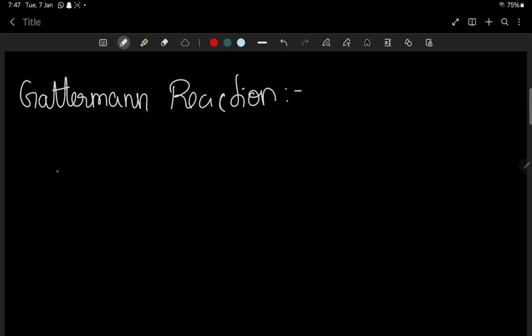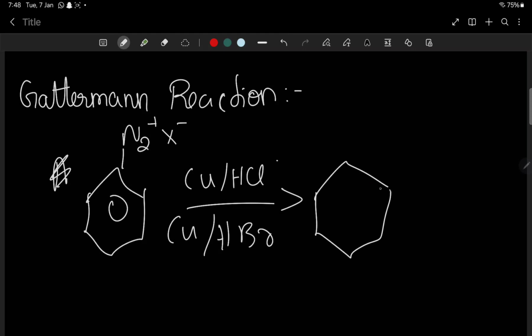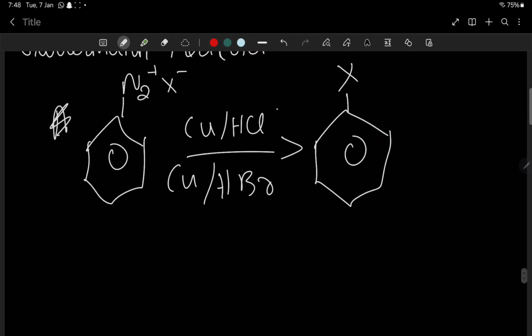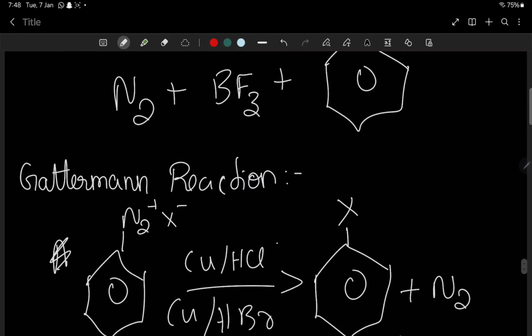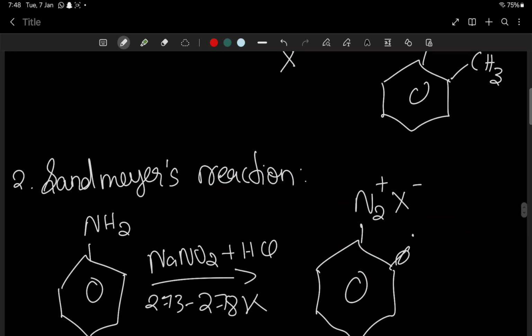Gattermann reaction: benzene ring N2 plus X minus, with copper plus HCl or copper plus HBr, you get the corresponding haloarene plus N2 plus CuX. Okay, simple, right? So this is the Gattermann reaction. So for preparation from aniline itself, we have two methods, that is the Sandmeyer reaction and the Gattermann reaction.